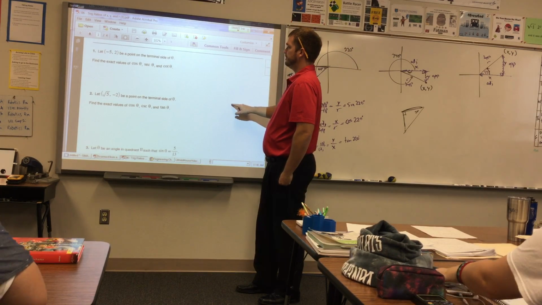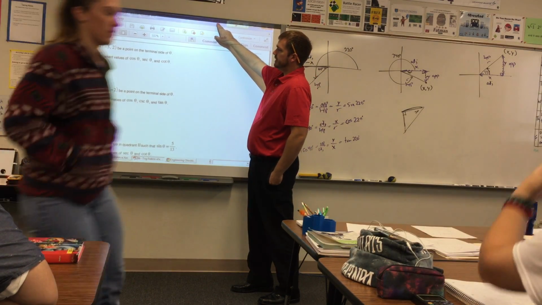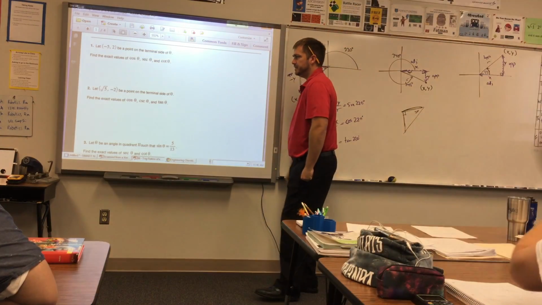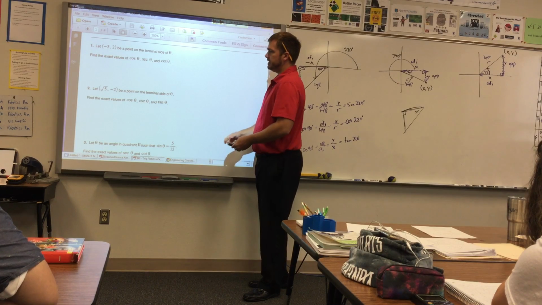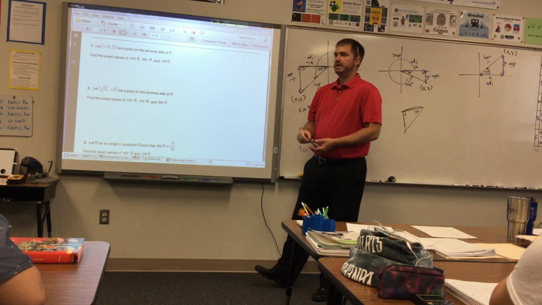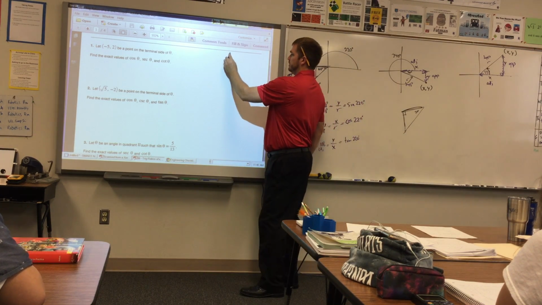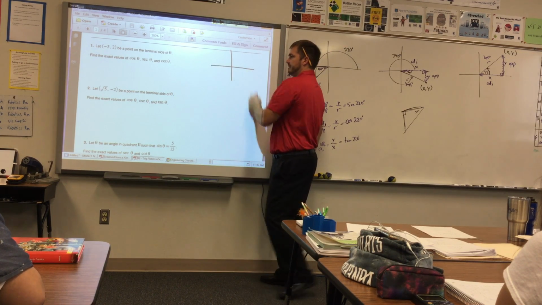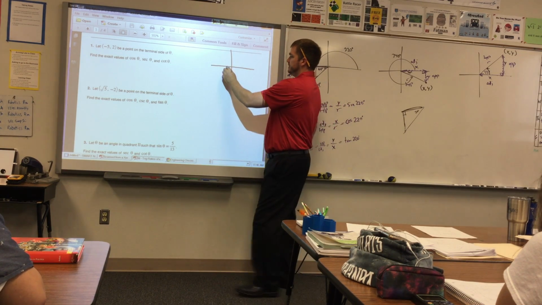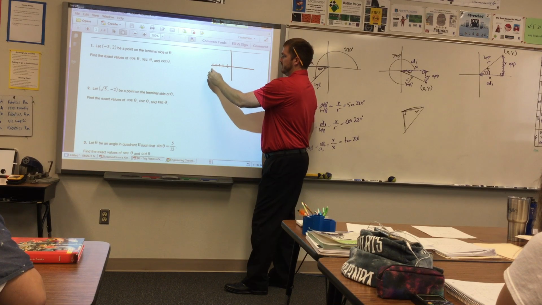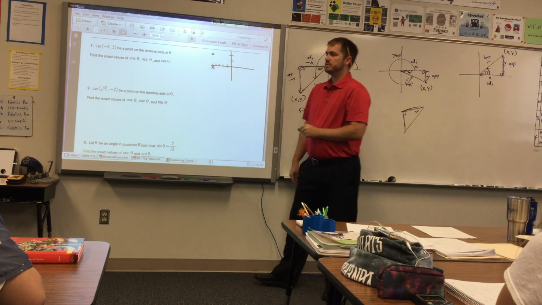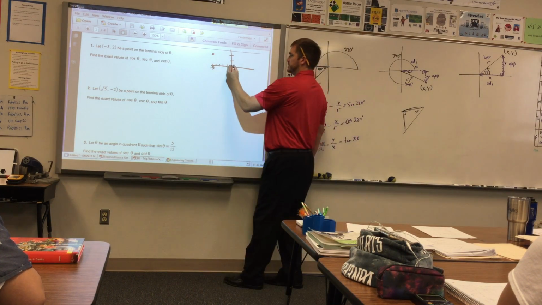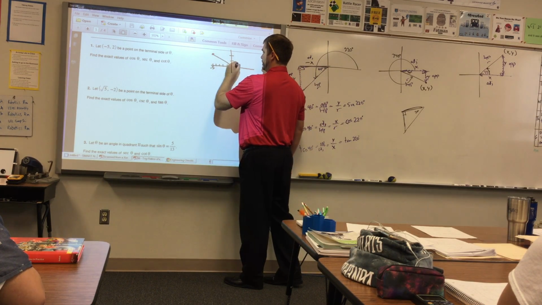Alright, here we go. So this question right here says, let negative 5, 2 be a point on the terminal side of theta. Find the exact values of cosine theta, secant theta, and cotangent theta. Let's just go and draw a picture. Negative 5, 2. 2, 3, 4, 5. And 2. There's the point. This is on the terminal side of angle theta.